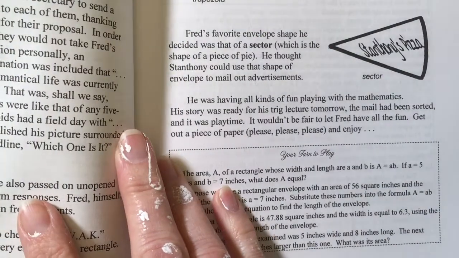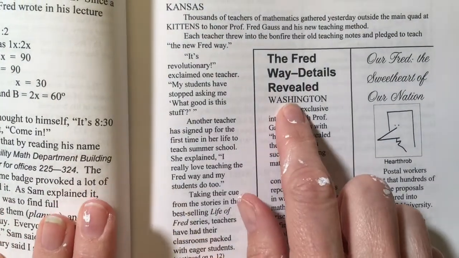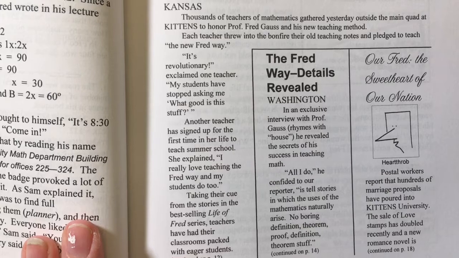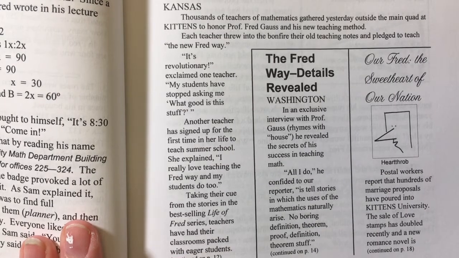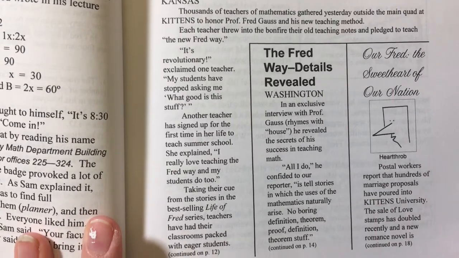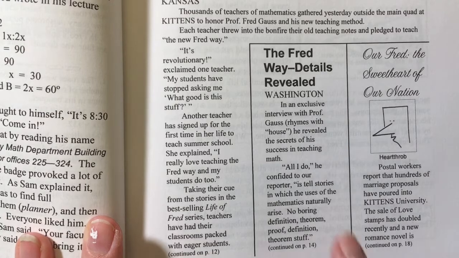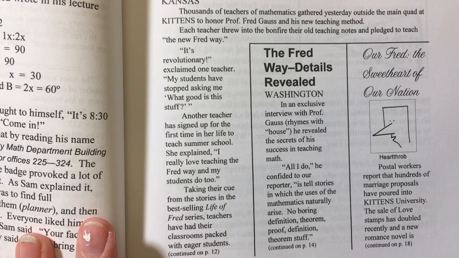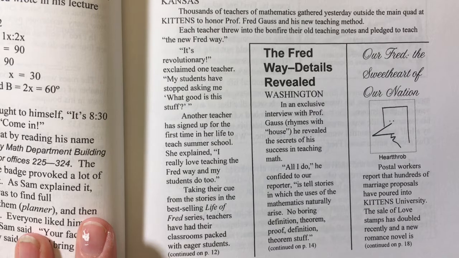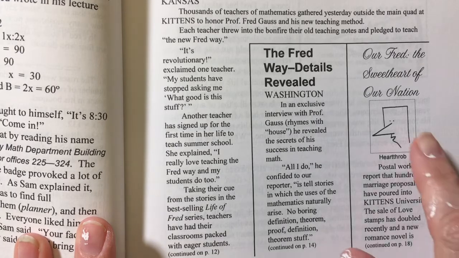We'll flip it over. The Fred way, details revealed, Washington. In an exclusive interview with Professor Goss, rhymes with house, he revealed the secrets of his success in teaching math. "All I do," he confided to reporters, "is tell stories in which the uses of the mathematics naturally arise. No boring definitions, theorems, proofs, and that stuff."